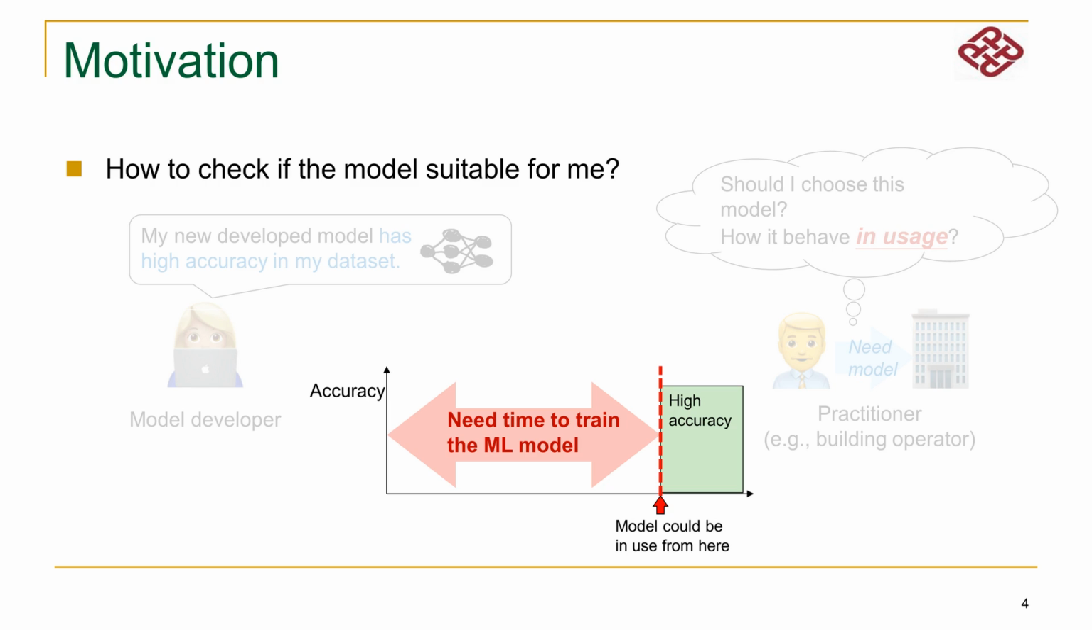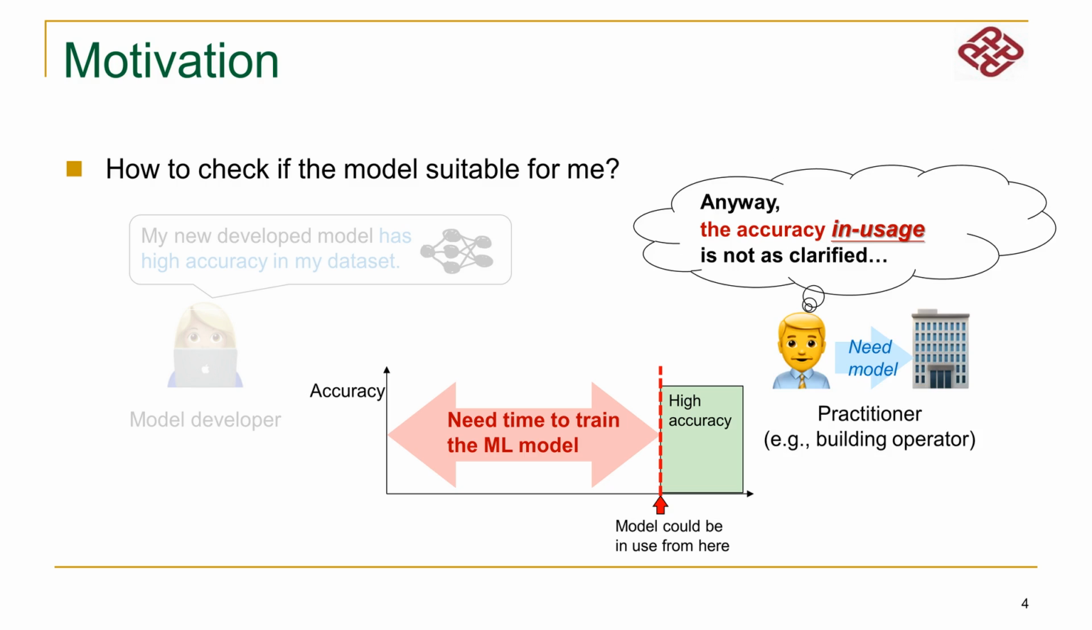For example, if the building operator needs to deploy the model to work for a new building, he needs time to collect data, hence to train the model. Therefore, before the model is deployed, the building operator has to use another alternative solution which could have lower accuracy. As a result, the accuracy in usage is not as good as the developer clarified. That is, model accuracy may change during model usage.